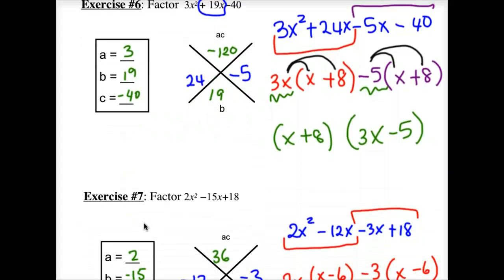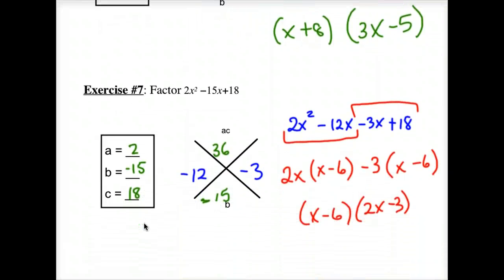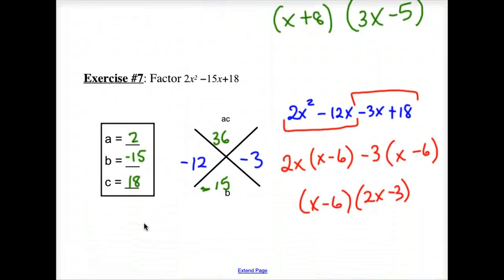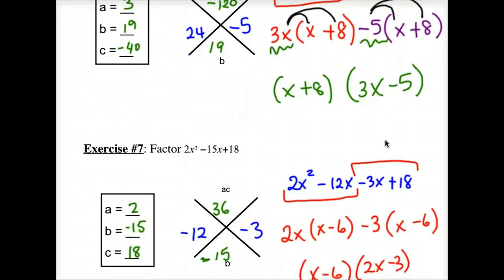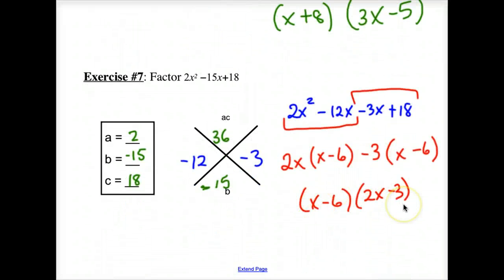So now that you had a chance to try, did you get your answer as x minus 6 and 2x minus 3? Remember, A times C is negative 36, and B is negative 15. And I find my two numbers, replace my B term, and then I factor out what they had in common. So now that I did that, I want you to go ahead and try the rest on your own.